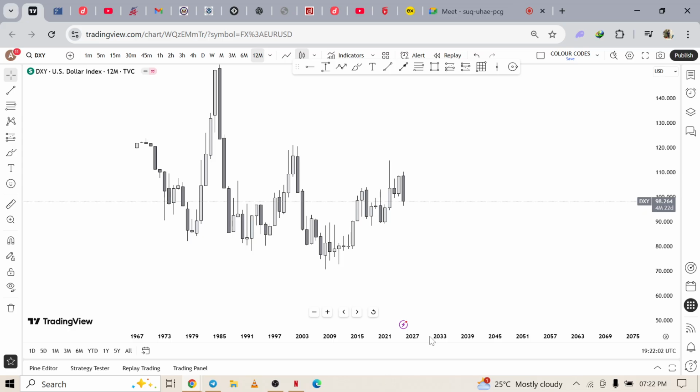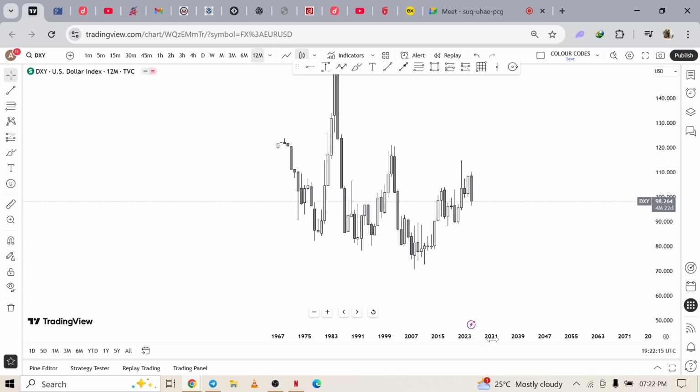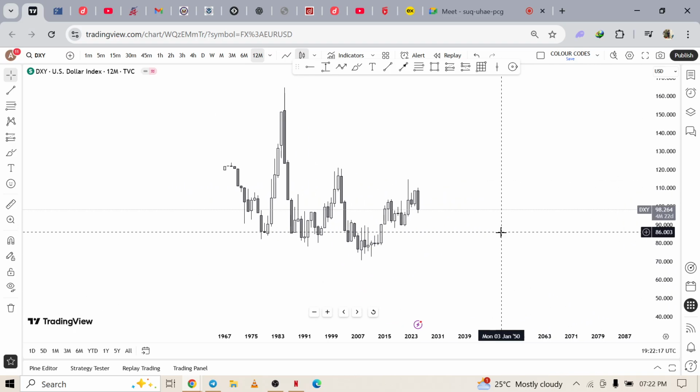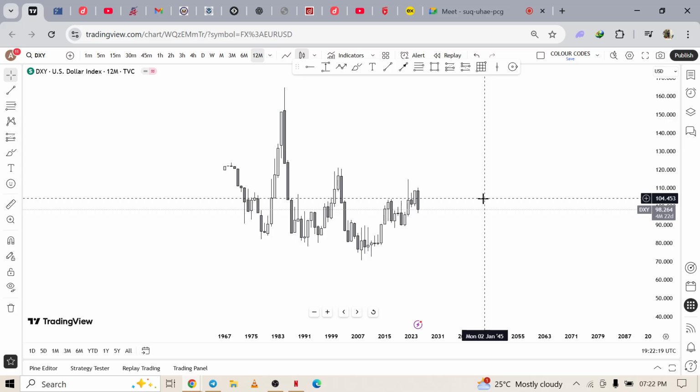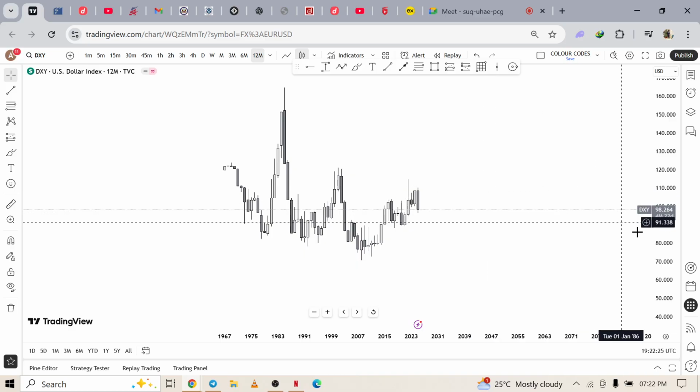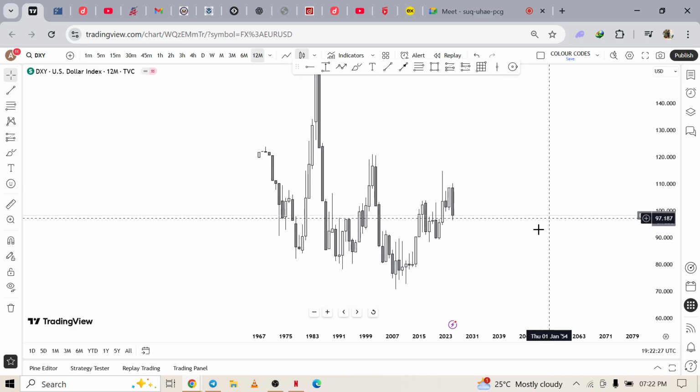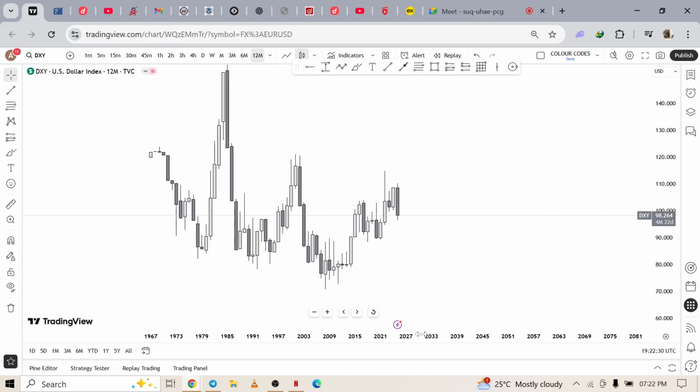So DXY on a 12-month. This is how I do my top-down analysis. I start from 12 months. It helps me see a lot of things from the higher time frame perspective to the lower time frame perspective. So I also have to look for consistency on the higher time frame. Consistency here means that on the particular time frame, other blocks and imbalances are consistently being filled.